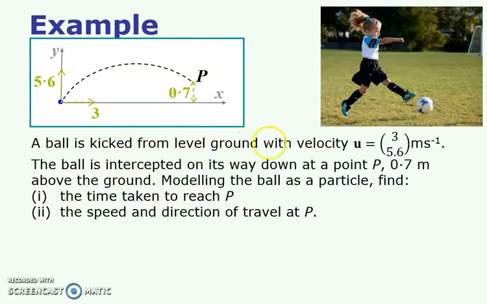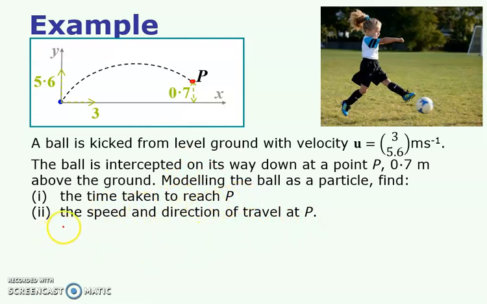The ball is kicked from level ground with velocity u equals this. The ball is intercepted on its way down at a point P, 0.7 meters above the ground. So it hits here, or rather it's caught here, or it hits the crossbar or hits someone on the head. Modeling the ball as a particle, find the time taken to reach P.